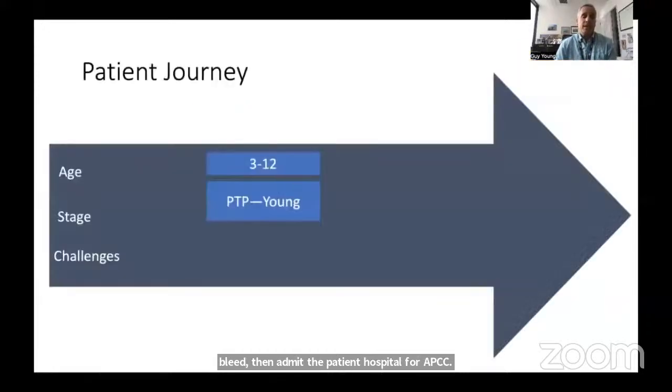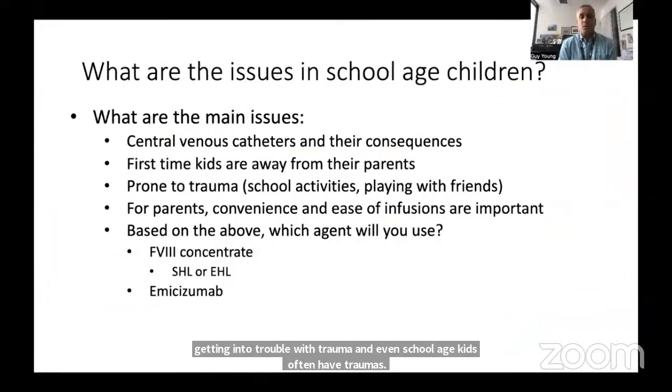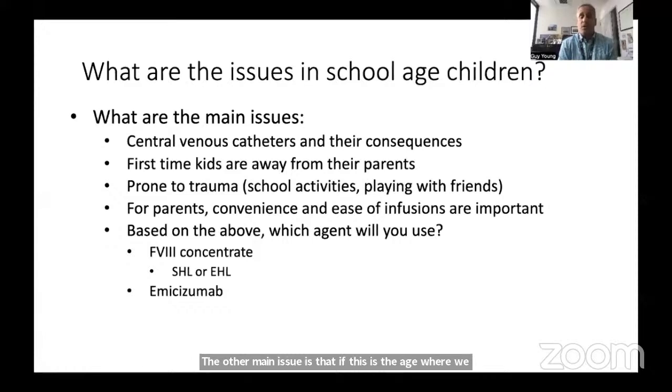Okay, let's take a look at the next age group, the 3 to 12-year-olds that I call PTP young. Their main issues are activity and trauma. We know that particularly 3 and 4-year-olds are notoriously getting into trouble with trauma, and even school-age kids often have traumas. The other main issue is that this is the age where we have children with central venous catheters.